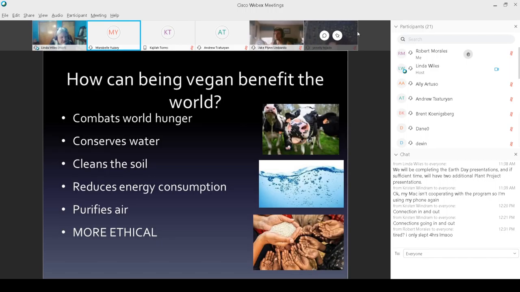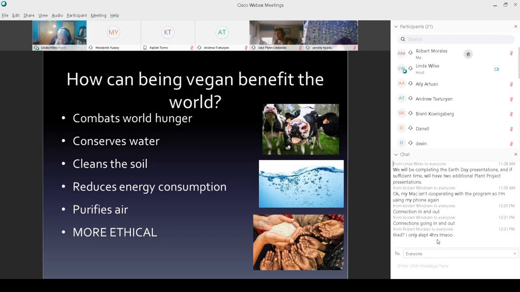And it purifies the air, because livestock causes a lot of air pollution, more than cars, buses, planes, boats, and all the transportation in the world combined. Whereas if you keep growing plants, they clean the air and take carbon dioxide and turn it into oxygen, which is what we need. They also take out all the impurities from the air.